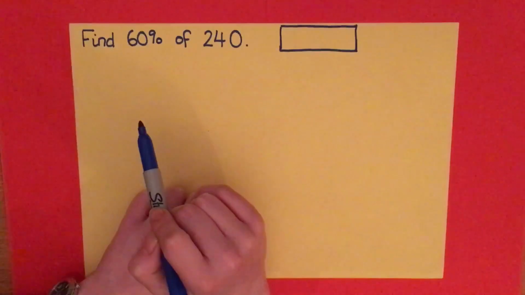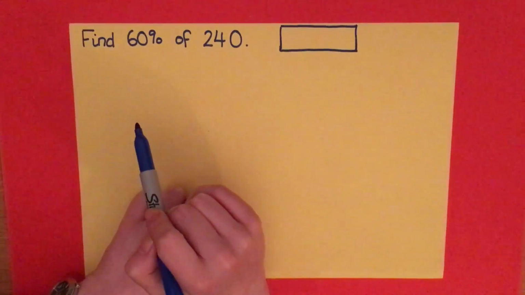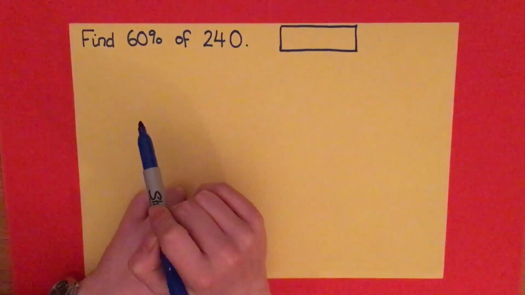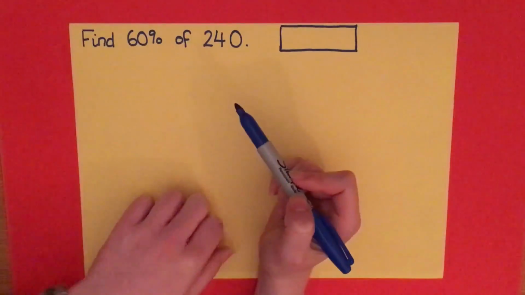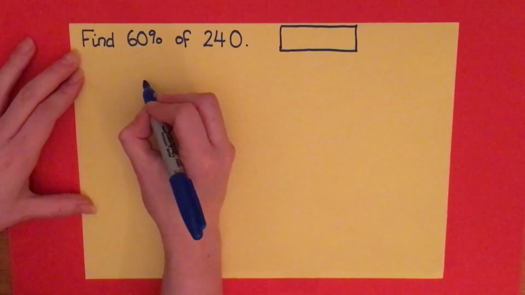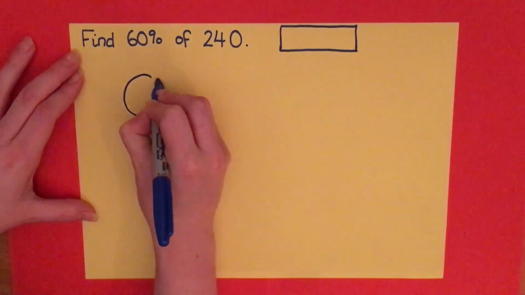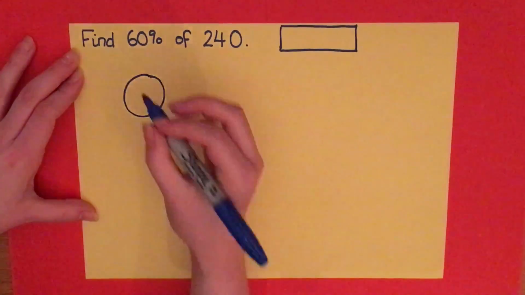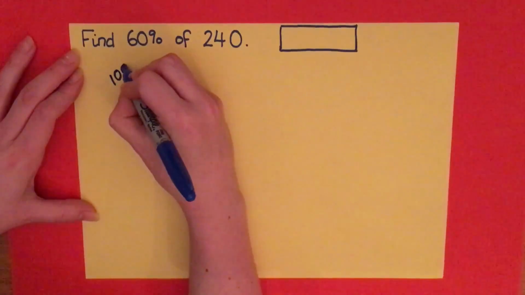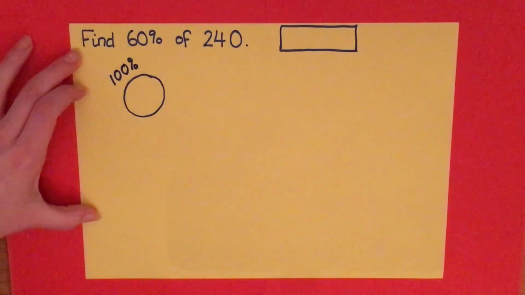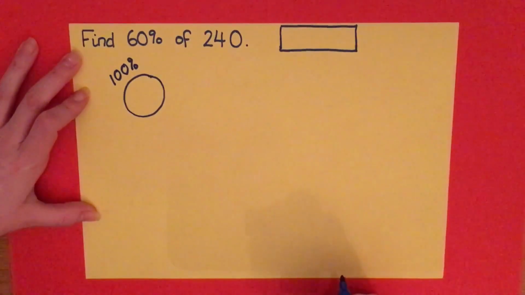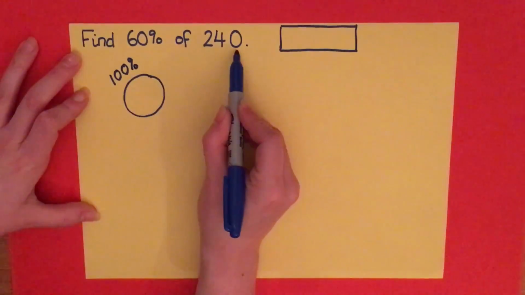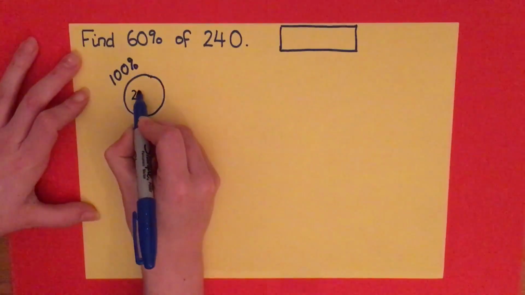Now I've learned a little trick and I've taught this to my class called the bubble method. And this makes finding percentages really easy. So I always start with a bubble in the top left corner, and this bubble represents 100%. So 100% is the total amount that you have. So that's going to be 240.